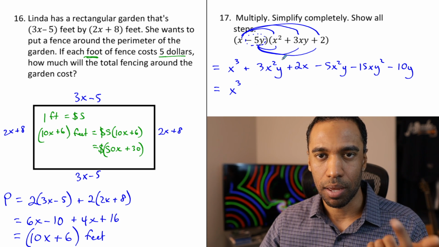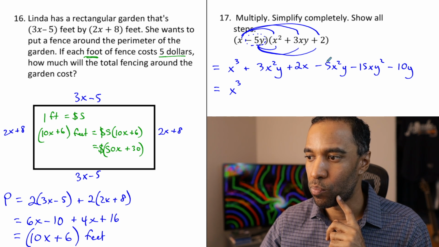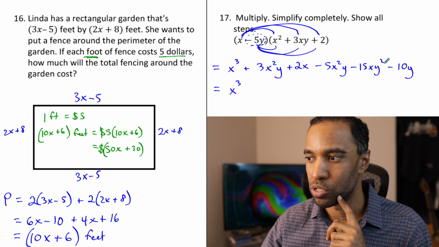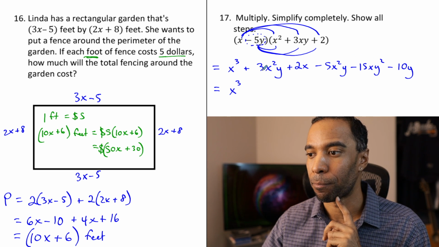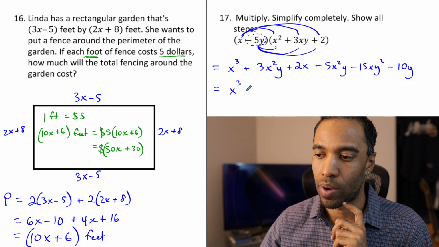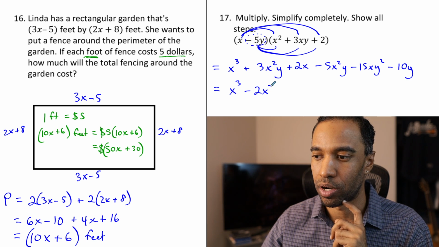The x squared y's will come next, but I got to combine them. So I got 3x squared y minus 5x squared y. Notice this will not combine. That's xy squared. That's different. 3x squared y minus 5x squared y is minus 2x squared y. It's a negative.